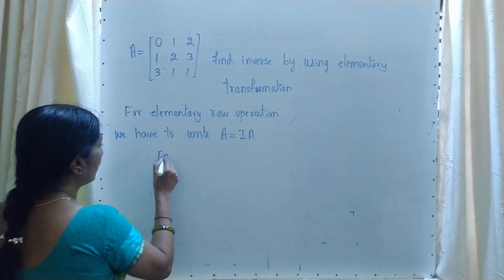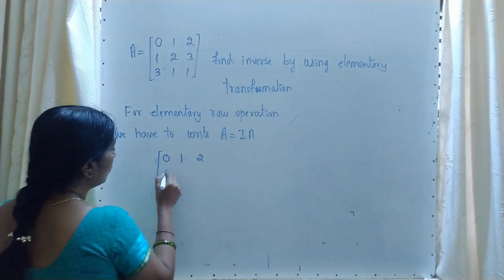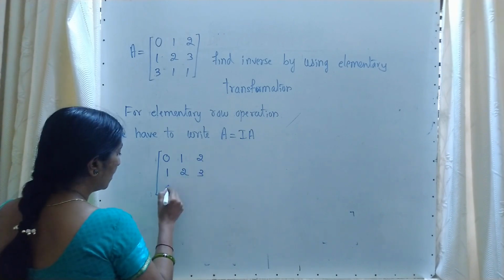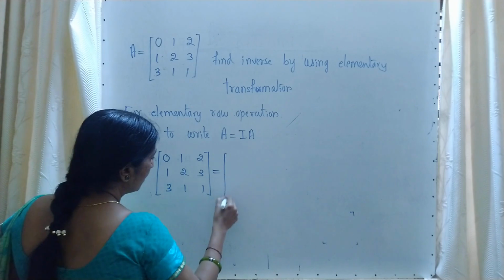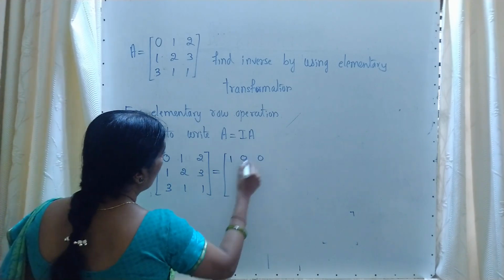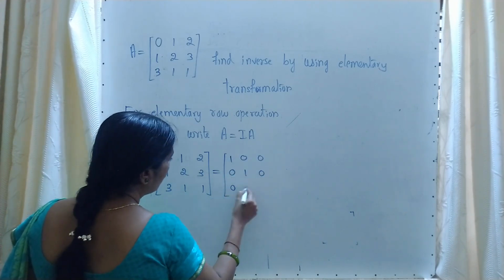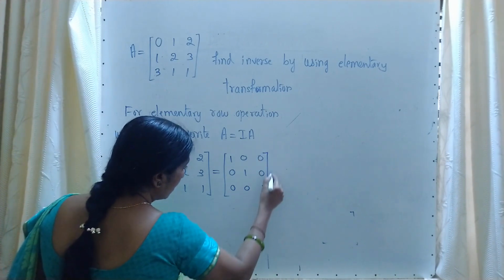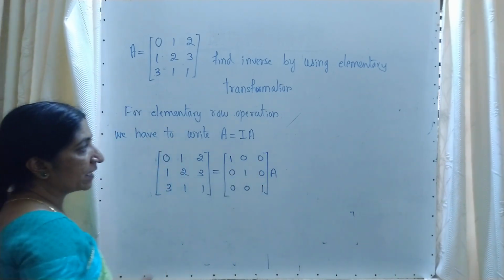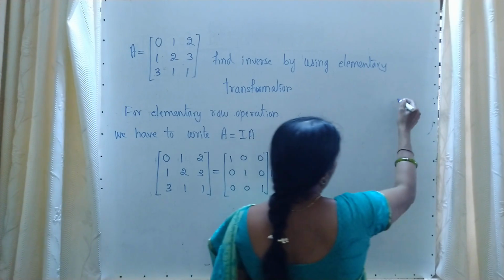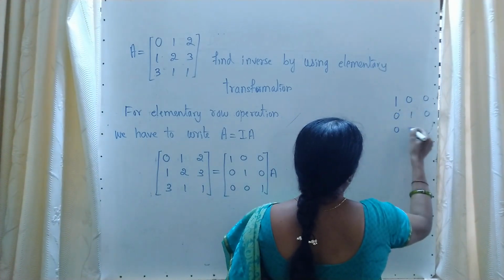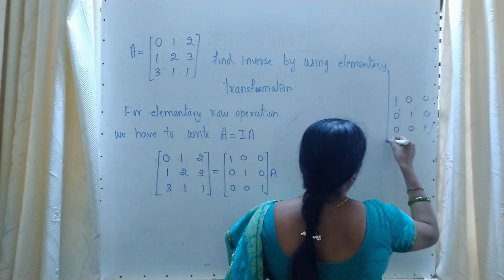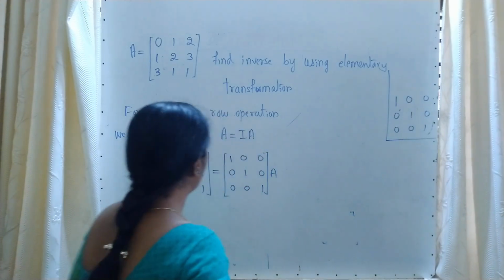A is what, given? [0 1 2; 1 2 3; 3 1 1]. And here it is the identity matrix. I am writing of order 3. Why order 3? Because the given matrix is of order 3. For your reference I am giving you: we have to convert the left side matrix in this form. Keep this for reference. Now compare one by one.